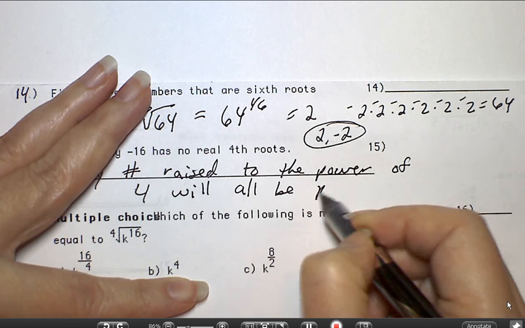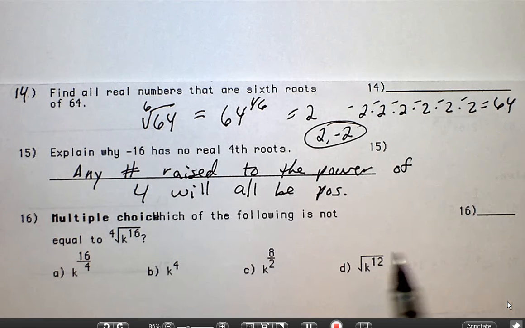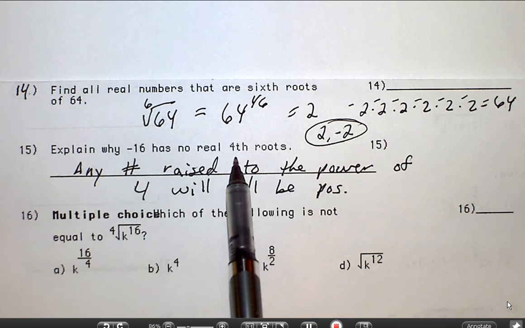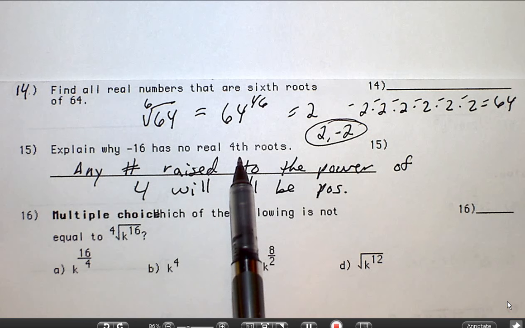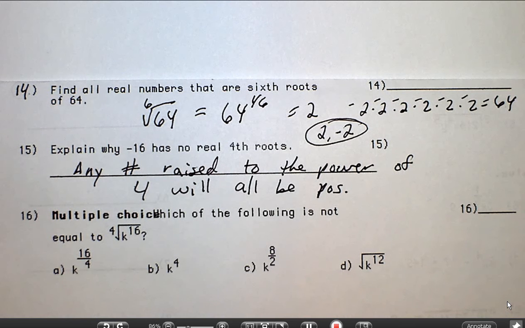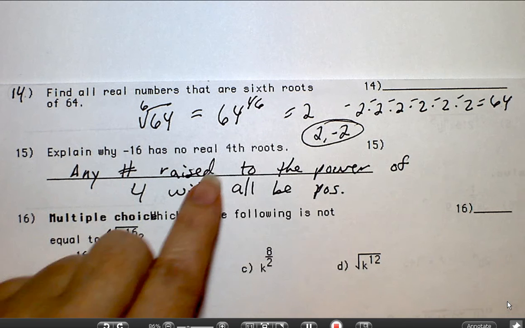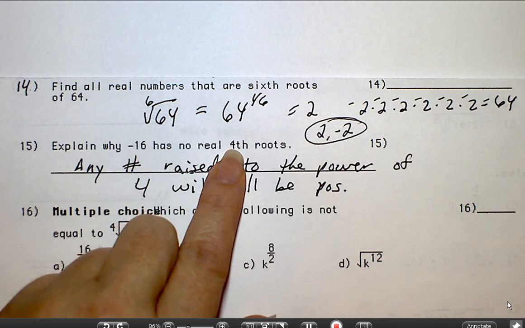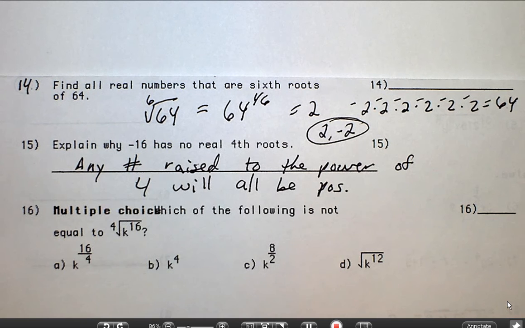Right? Because remember, when you're looking for the roots, you're looking, 2 to the 4th is what? 3 to the 4th is what? Because you're trying to find what 4 times gives me 16. And this time it's negative 16. So you can't have it.